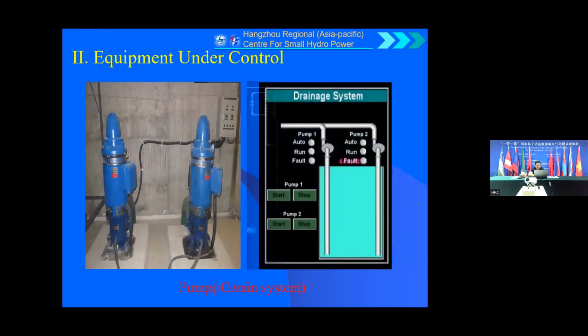Another application for the pump is the drainage system. In the power station, normally we have a drainage well to collect the waste water of the power station. If the water level of the drainage well goes high, we can use a pump to take out the water.